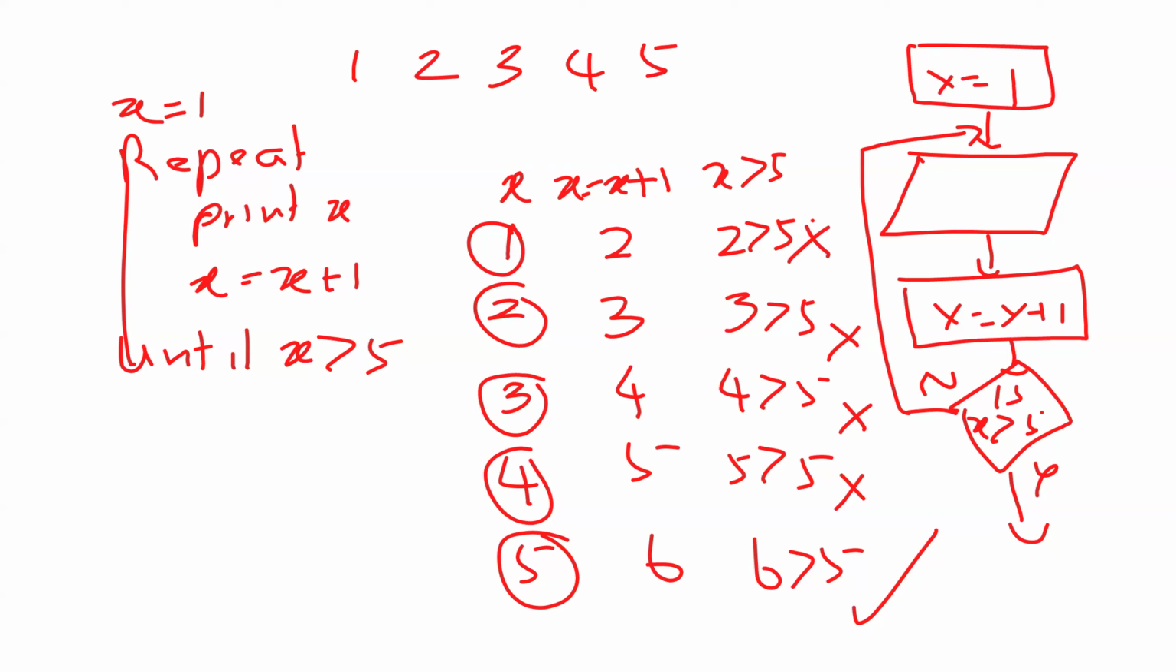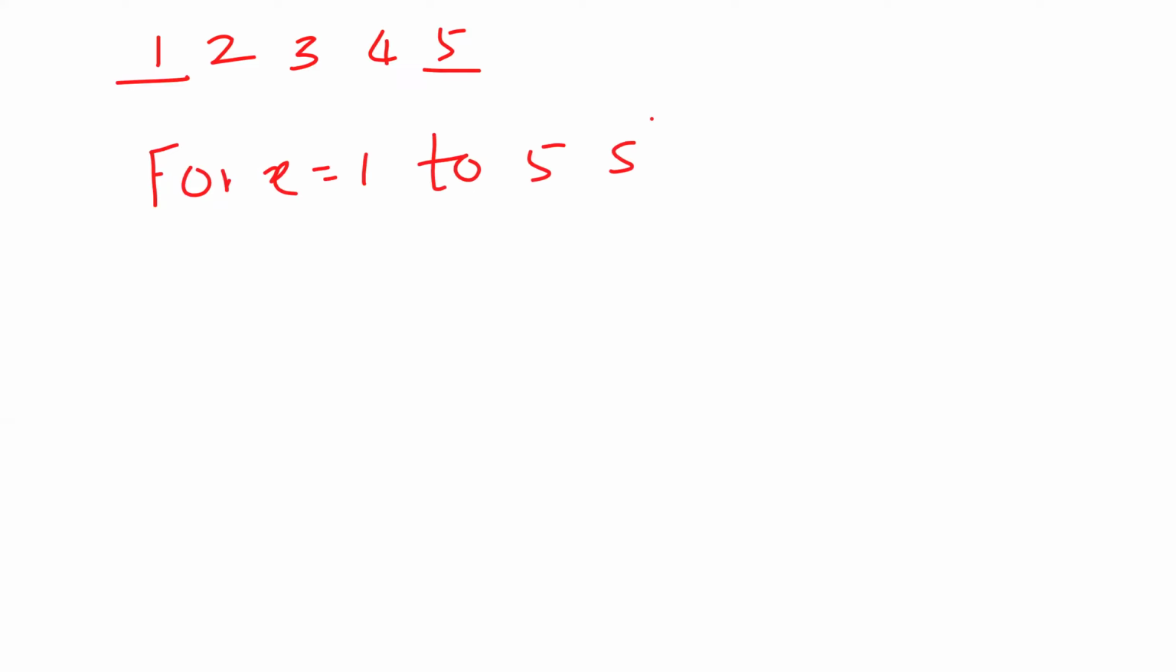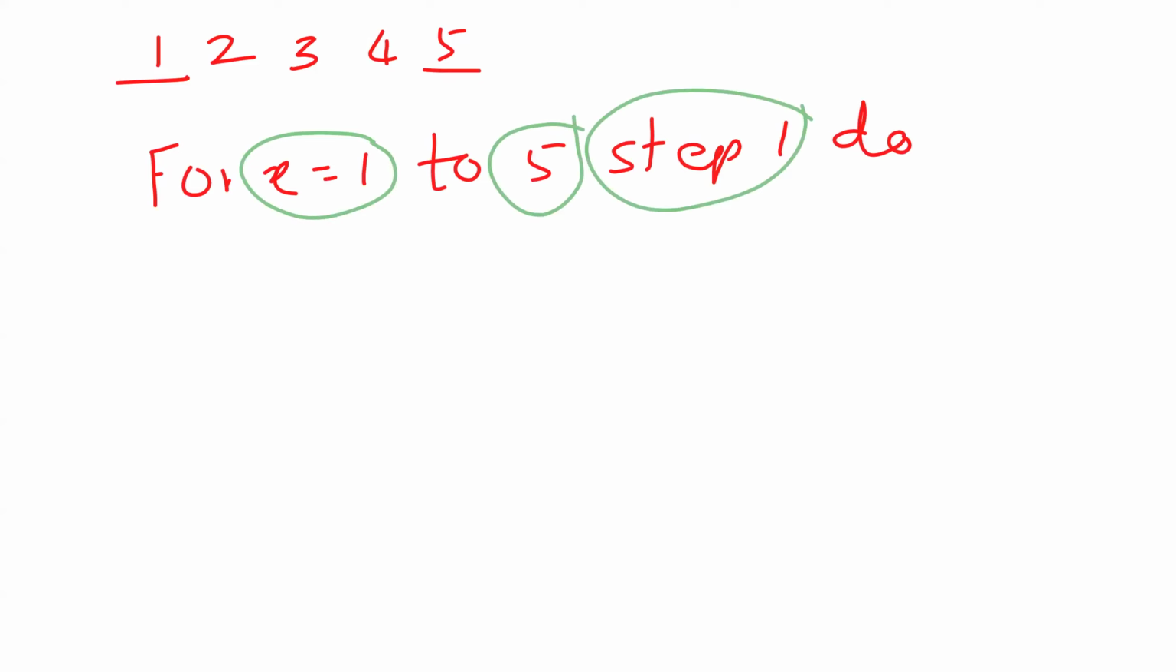Okay, and then for the do loop, same thing. I'm going to do 1, 2, 3, 4, 5. So here the first value is 1, the ending value is 5, the increment is 1. For x equal 1 to 5, step 1, do. What is the specialty here? X equal 1 is the initial value, 5 is the last value, step 1 is the increment.